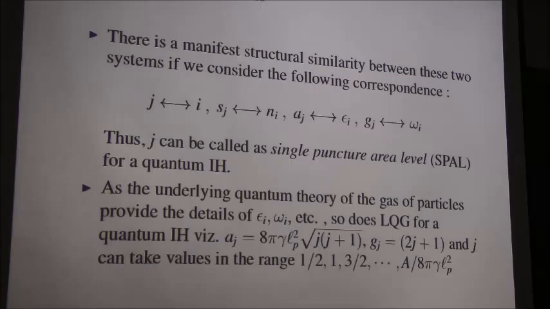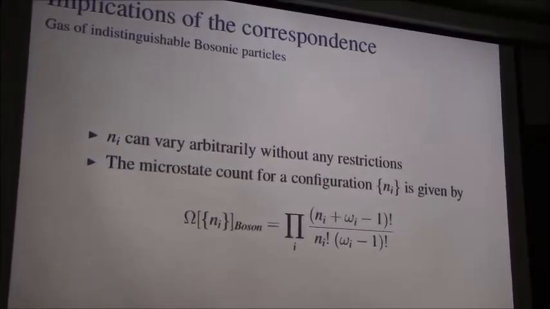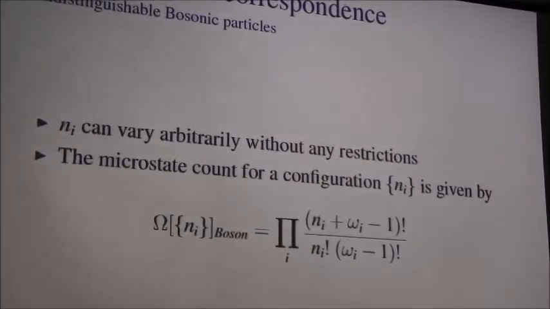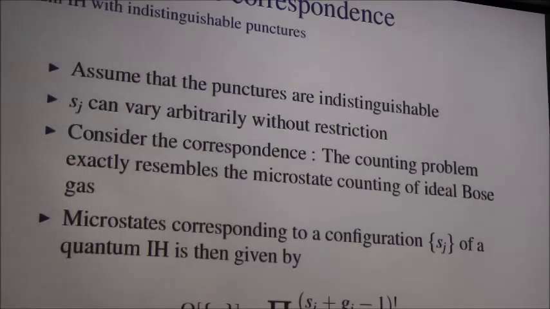So what can I do from here in case of indistinguishable punctures? It is simple that in case of indistinguishable punctures, I do not have any bound on how Ni can vary, in case of bosonic gas, suppose. But in fermions we have Ni equals 0 or 1 or like that. But in case of bosons, I do not have any restriction on Ni, and the microstate count is given by this thing. Similarly, in case of indistinguishable punctures, we have the same scenario if we consider that correspondence, and the formula should be given by this.